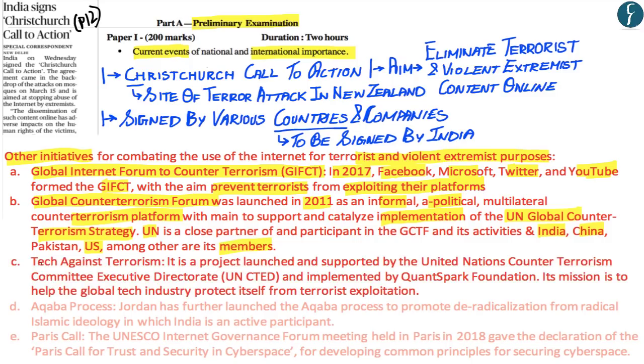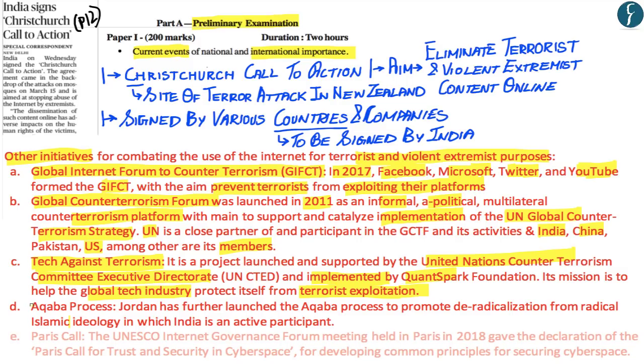The third global initiative that you need to remember is the Tech Against Terrorism. This Tech Against Terrorism was launched by the United Nations Counterterrorism Committee Executive Directorate. This United Nations Counterterrorism Committee is basically related to the UN Global Counterterrorism Strategy. And this Tech Against Terrorism is being implemented by a company called QuantSpark. The main aim of this initiative is to help the global tech industry to protect itself from terrorist exploitation. You also need to understand that the Global Internet Forum, which was formed by Facebook, Microsoft, Twitter, and YouTube, is also a partner of Tech Against Terrorism.